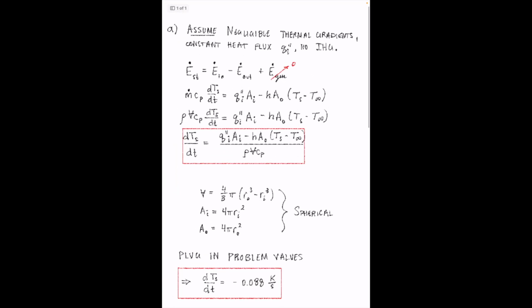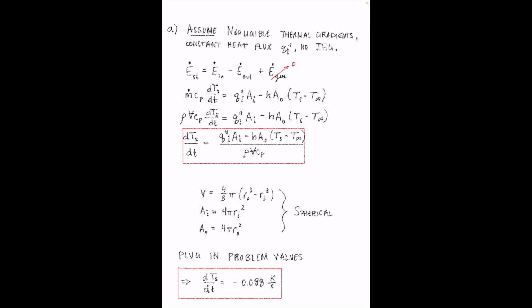So, since there are negligible thermal gradients, we can simply do an energy balance between the energy stored, energy in, energy out, and the energy generated. Since we know that there's no energy generation within the wall, we can cancel that term out, and then we can plug in our known values for the rest of the variables.